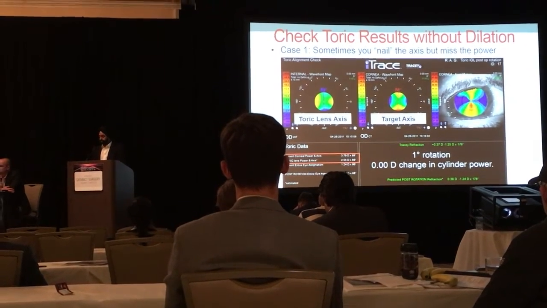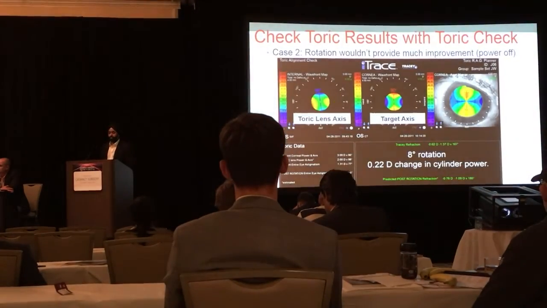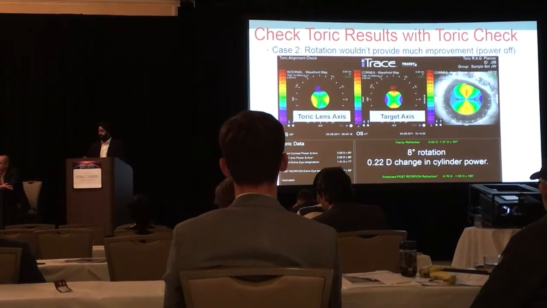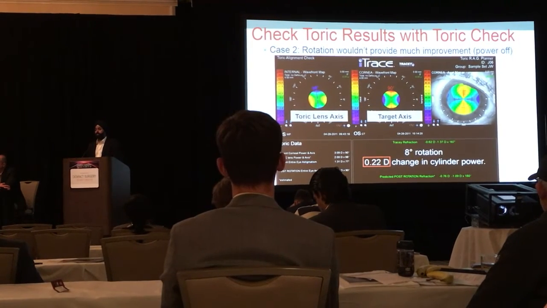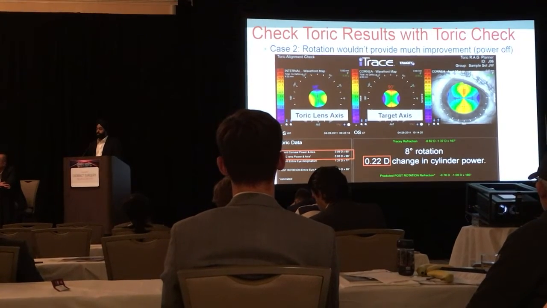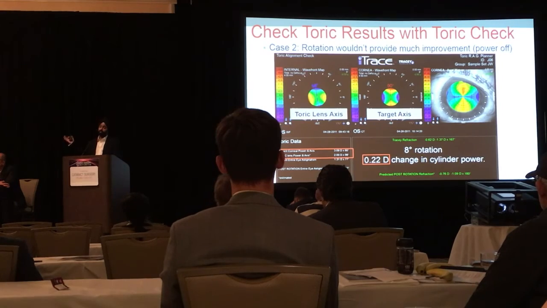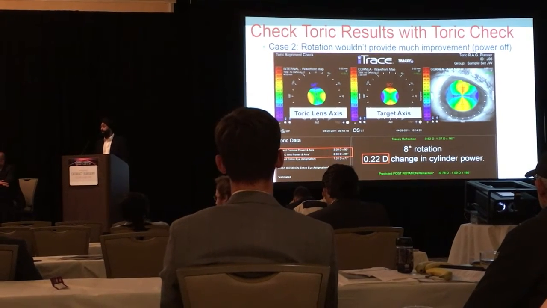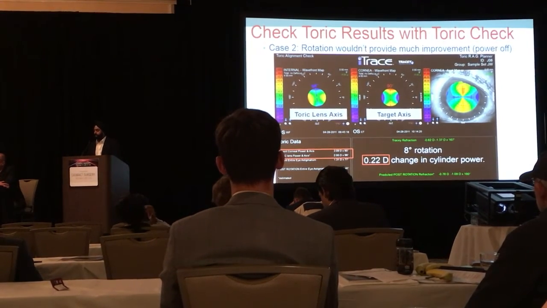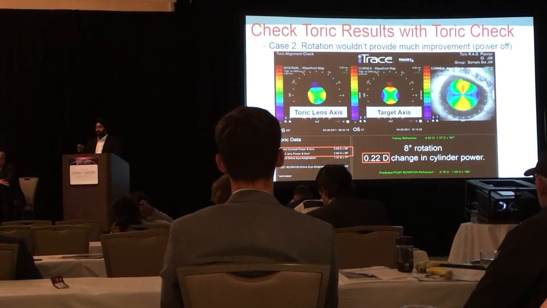Here's another patient where you have about an 8-degree rotation issue. But even if you rotate, it's telling you you're only going to get about a quarter diopter of help. So this is another patient where you're off with your power. So this is not a patient where you go back and rotate. This may be somebody you do an LRI or some type of refractive enhancement. So it's important for those issues when you're planning what to do.